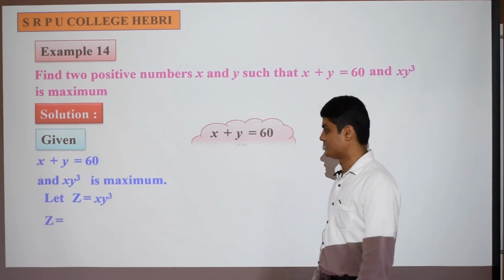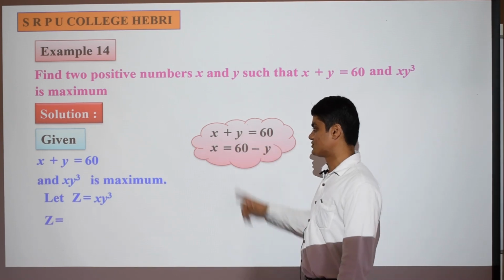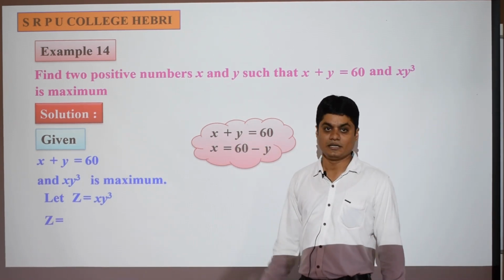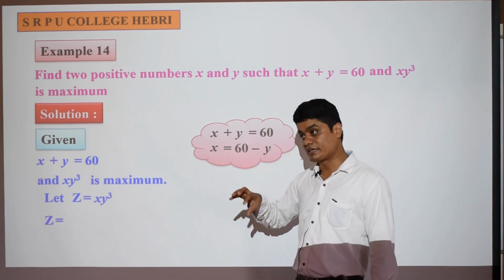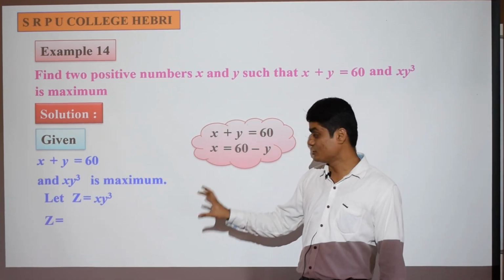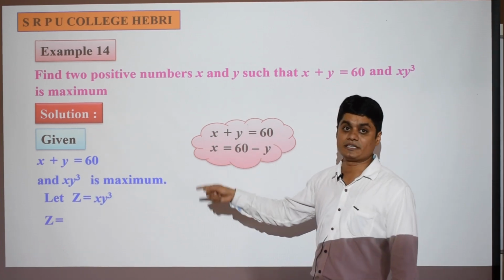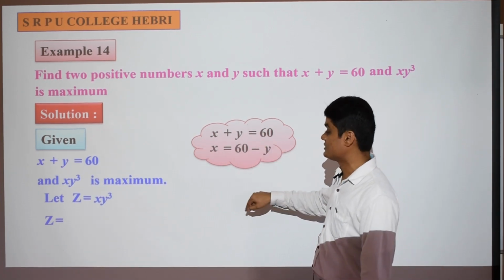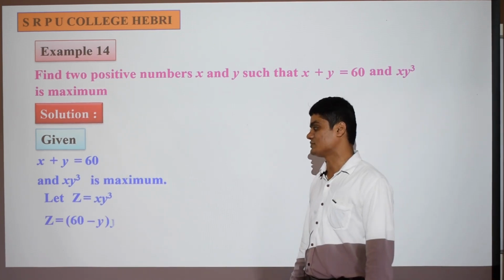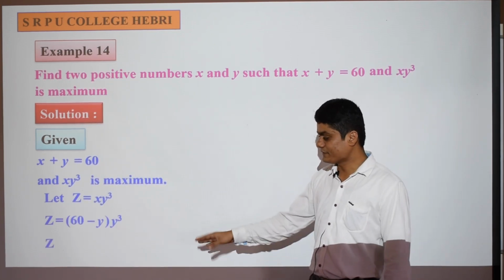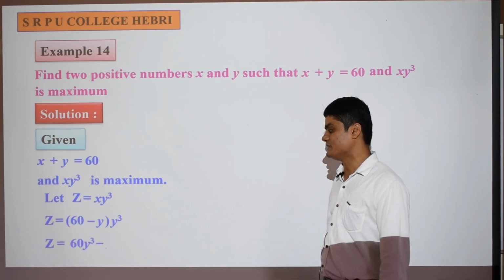So z can be written as x plus y is equal to 60, then x is equal to 60 minus y. There is no rule anywhere that you must replace y. Remember, keep your work simple. Don't make your work difficult. Replacing y will make your work difficult. So replace x and your work will be easy. So z is equal to x, that is 60 minus y, into y cube. So multiply before differentiation, then differentiation will be easy for you.